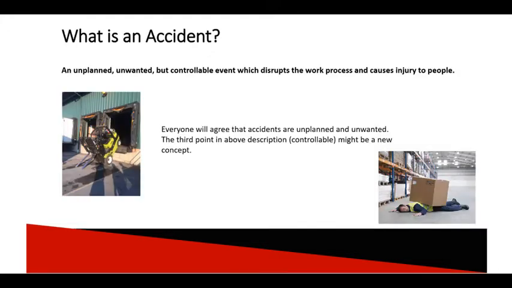What is an accident? An unplanned, unwanted, but controllable event which disrupts the work process and causes injury to people. Now, everyone may agree that accidents are unplanned and unwanted, but the third point above in the description, controllable, might be a new concept. And yes, accidents are controllable.